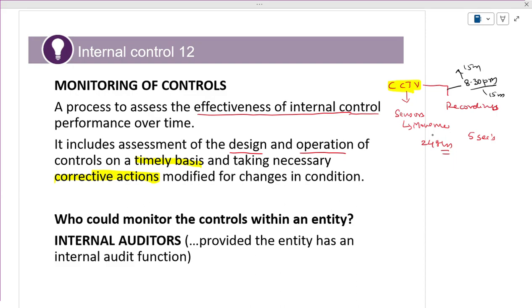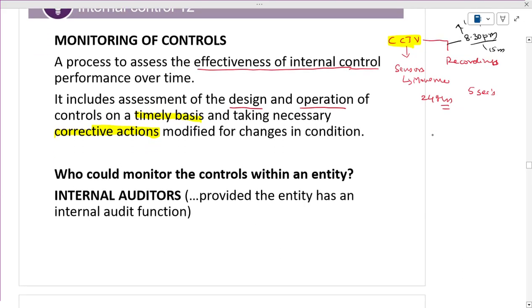Who could monitor the controls within the entity? Internal audit, provided the entity has an internal audit function. Who are the people who will monitor the controls? Whose responsibility is it to monitor the controls? The responsibility of monitoring controls is with the internal auditors.